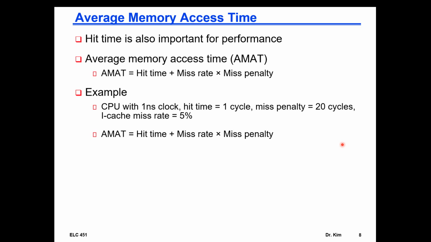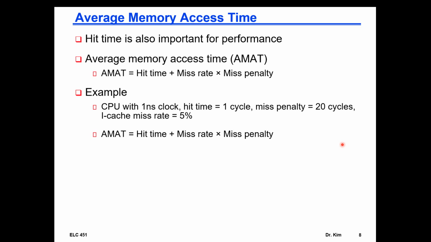So that's the time that it takes an item to be delivered to the CPU by the level 1 cache if there is a hit, plus the miss rate times the miss penalty. So we discussed the miss rate. That's how many misses we have as a percentage.